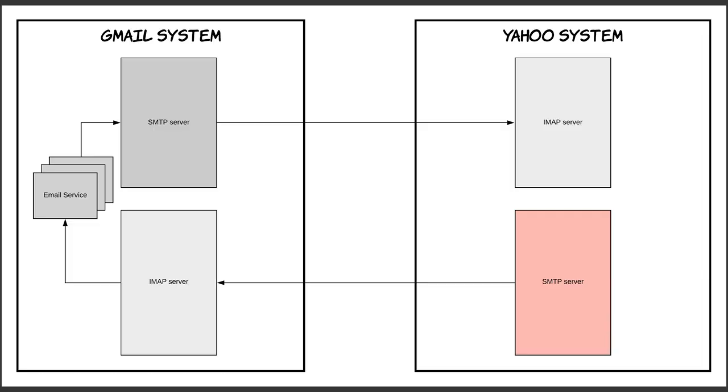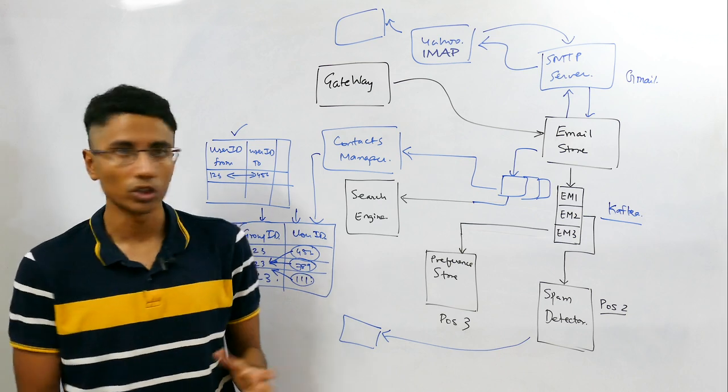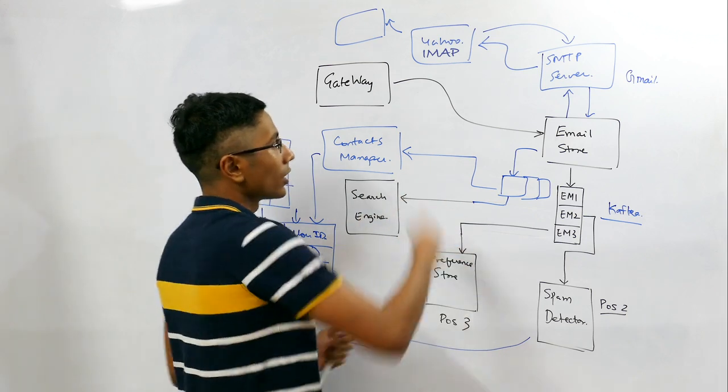Also, external users can actually send you emails. So in that case, your server will forward all of this relevant information to the email store, and then the whole process again starts. So when we need to send emails, we use an SMTP server, but when we need to receive emails, we use an IMAP server.